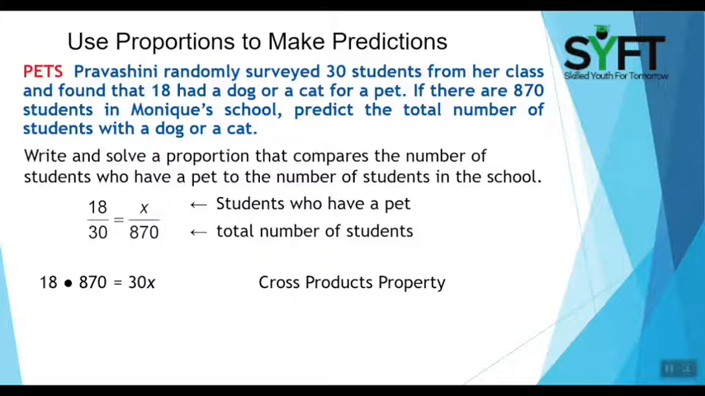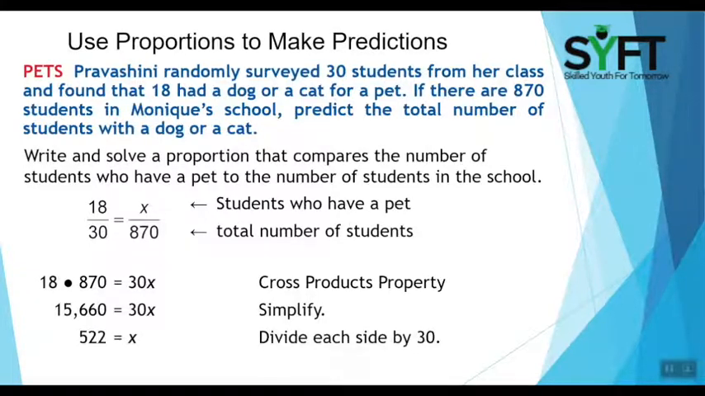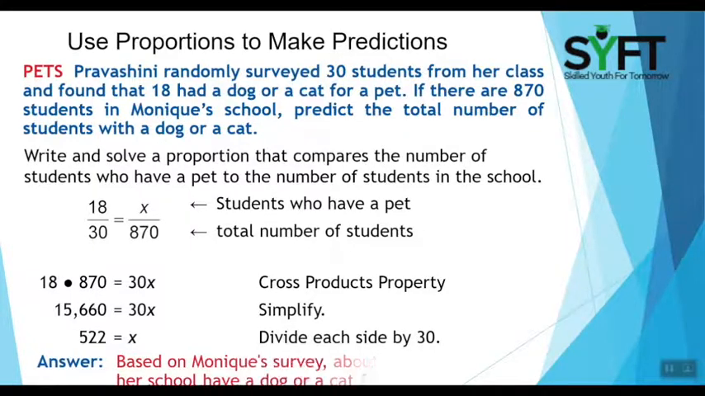By cross multiplication, 18 into 870 is equal to 30x by cross product property. So 15660 is equal to 30x, and dividing by 30, x gives 522. So the answer: based on the survey, about 522 students at our school have a dog or a cat or a pet.